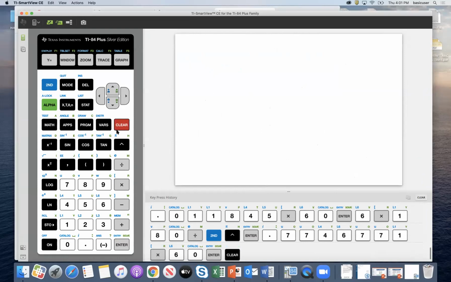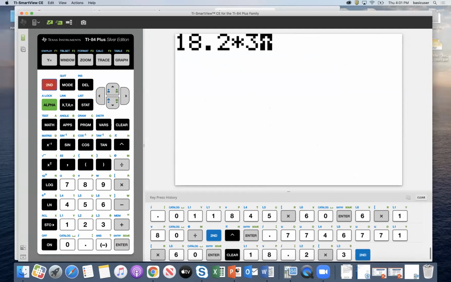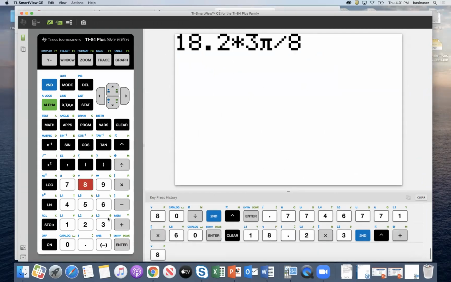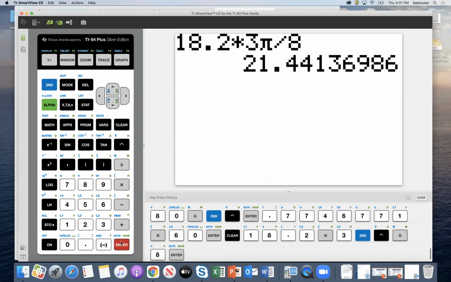Clear it out. Okay, so I'm putting in 18.2, and then I would just do times 3, hit your pi button, divided by 8, just like that. And this one says round to 2 decimal places, so that's 21.44. It matches the radius, which was 2 decimal places, and that should be in centimeters. So it's the length of the arc.